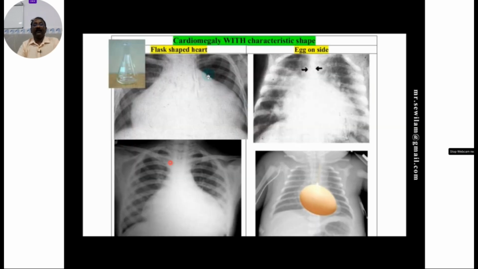See the cardiomegaly, flask-shaped heart, massive pericardial effusions. See the egg on side.